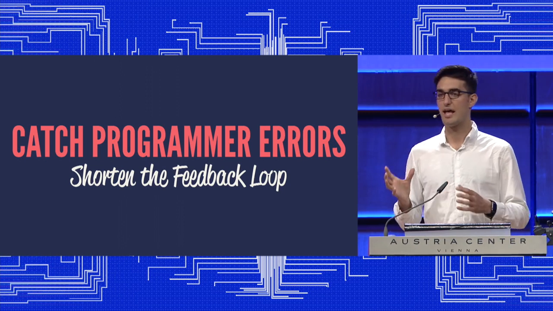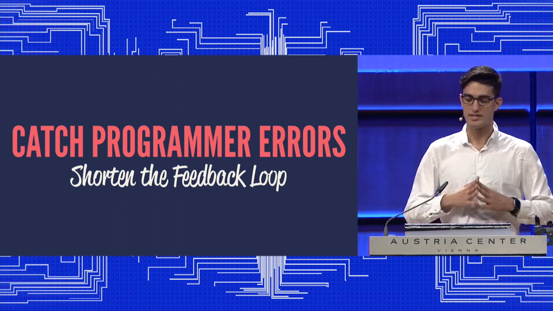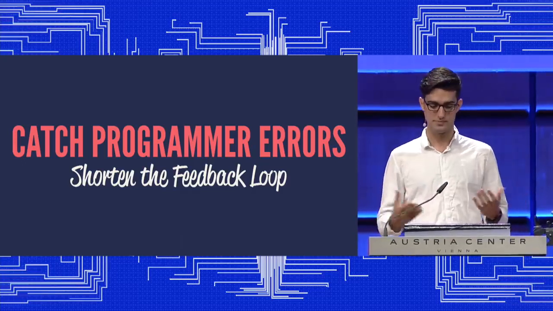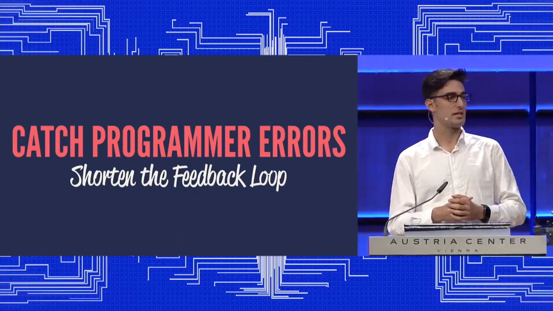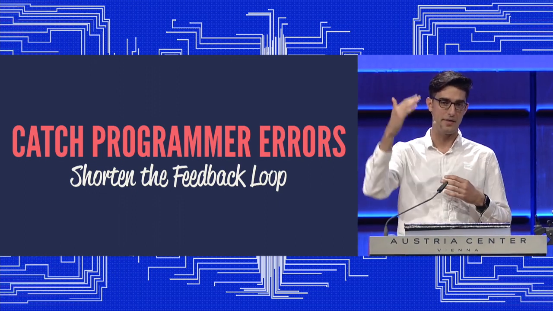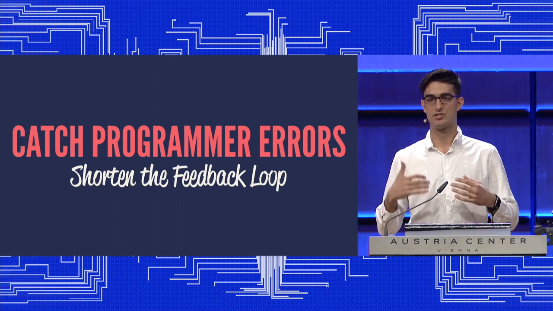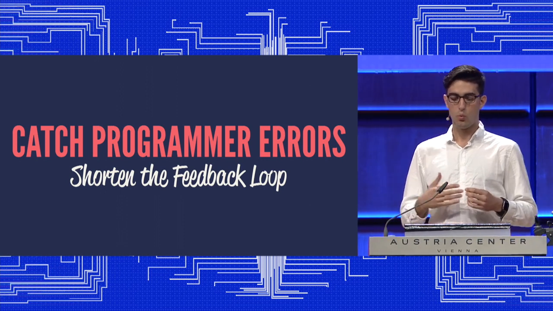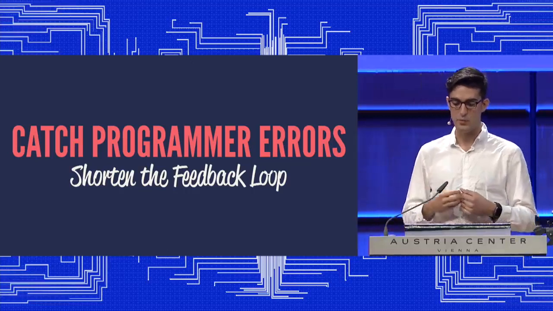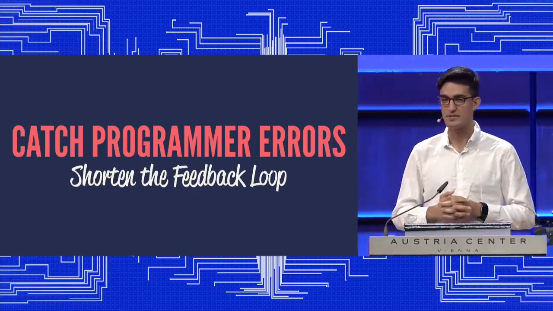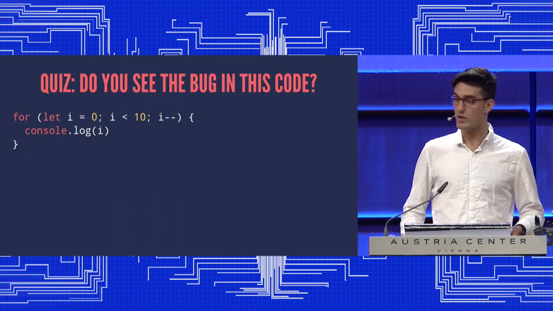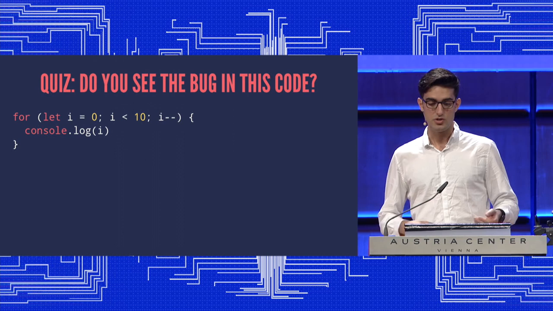But a linter can actually help us catch these errors much sooner using static analysis. And this is good because it shortens the feedback loop. We don't need to remember to test all the code paths through our code in order to catch errors. We'll just detect immediately that the code is incorrect. And we can look at a few examples of the types of errors that ESLint can catch. So quick quiz. Do you see a bug in this code?